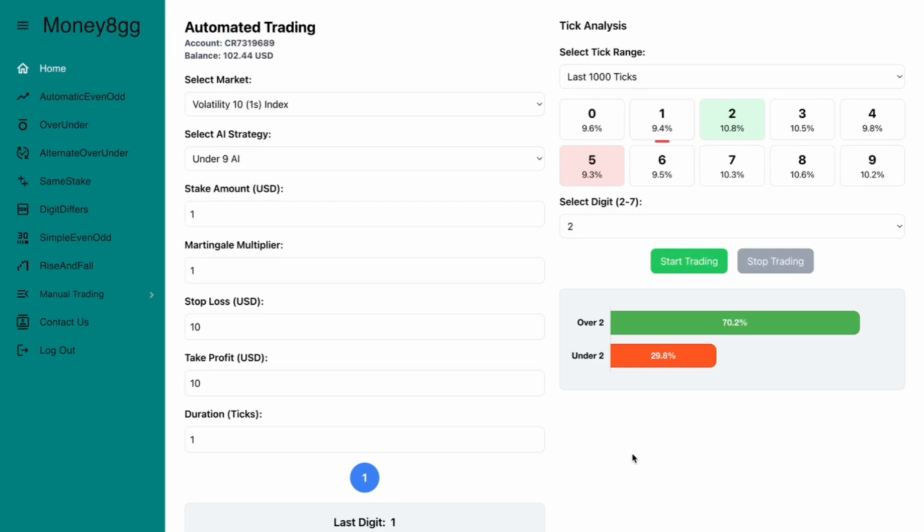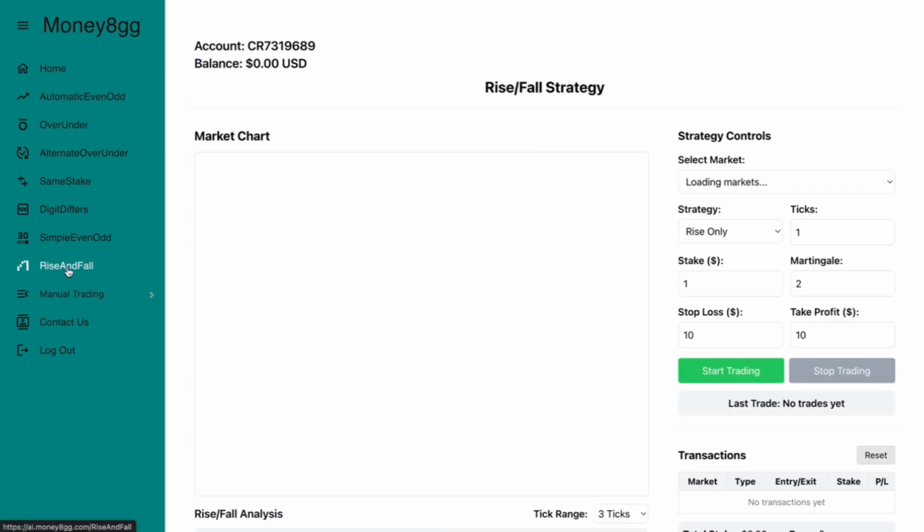Let's turn $102.44 into $1,000 using one strategy only. So I'm gonna go to ai.moneyhg.com, just log in and look for rise and fall. This is all I need.